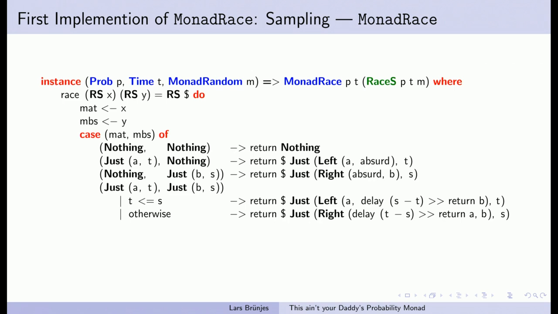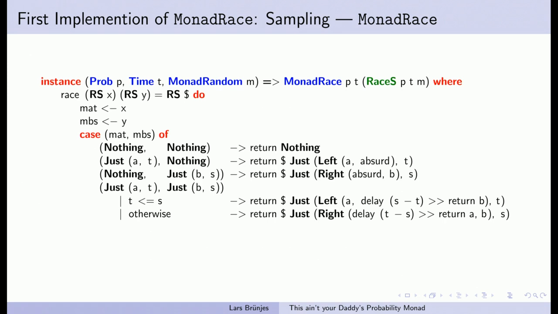So if the first one fails and the second one gives me a result, it's the other way around. So I return a right. It takes time s, what the second took. Result is b, result of the second. And the rest of the first is absurd because it failed. So actually the interesting case is the just, so both succeed. And in that case, I must now really look which one was faster.